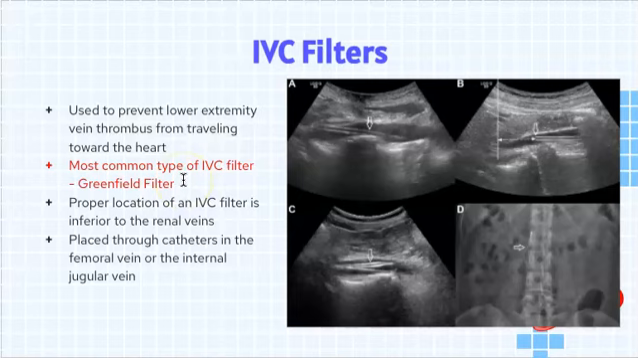So whenever you think of IVC filters, think Greenfield filter is the most common type, and it usually looks like this image here. The proper location of an IVC filter is inferior to the renal vein, so infrarenal, same as an aneurysm. This filter is placed through catheters in the femoral vein or the internal jugular vein.